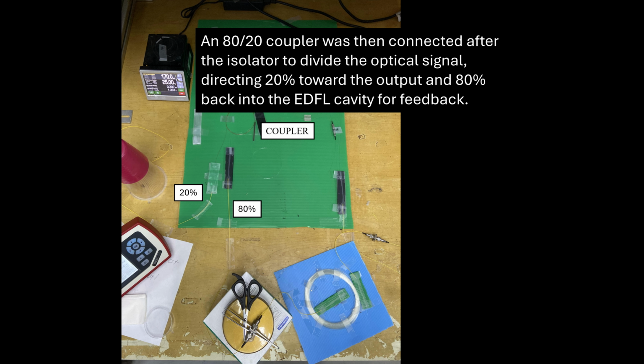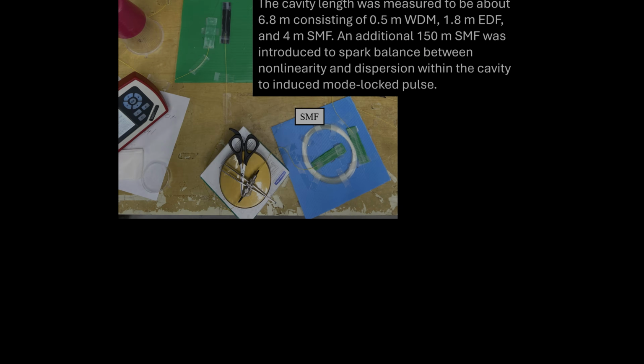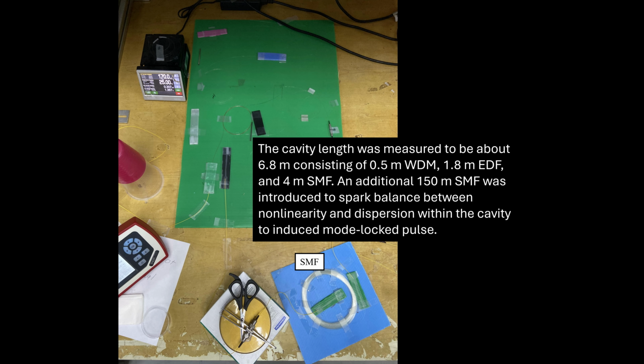An 80-20 coupler was then connected after the isolator to divide the optical signal, directing 20% toward the output and 80% back into the EDFL cavity for feedback. The fabricated CuPC film at 1 mm by 1 mm dimension was introduced into the cavity using a small amount of matching gel to minimize unwanted parasitic effects. The cavity length was measured to be about 6.8 meters, consisting of 0.5 meter WDM, 1.8 meter EDF, and 4 meter SMF.